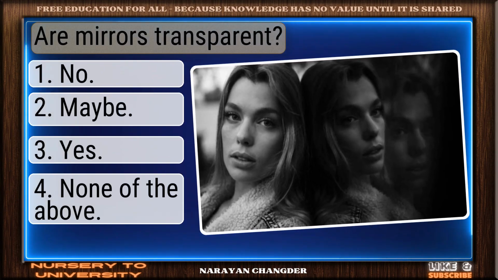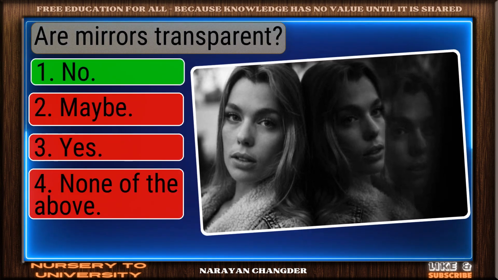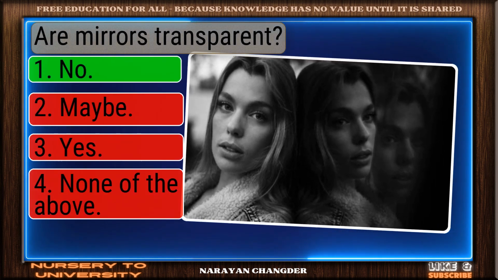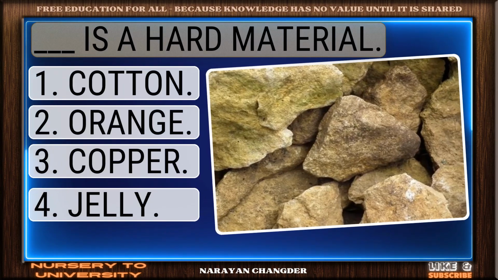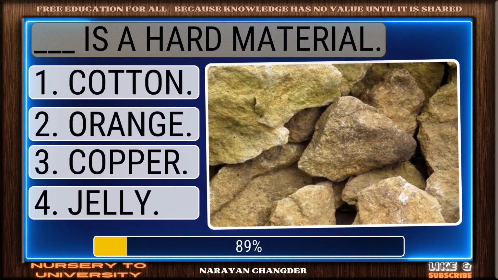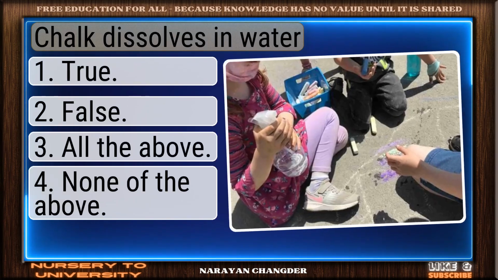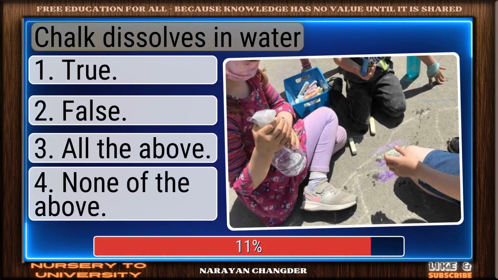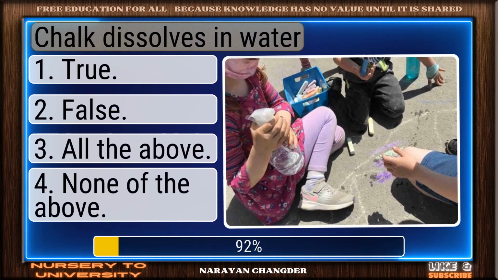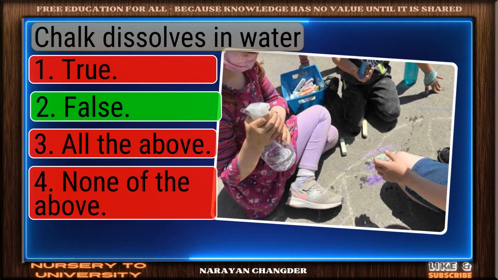Are mirrors transparent? You chose no, and it is correct. Dash is a hard material. Well picked. Copper is the correct answer. Chalk dissolves in water. Perfect. False is the correct choice.